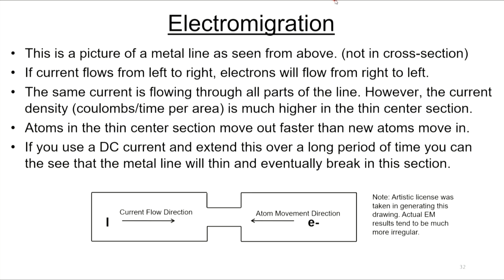So this picture down below here is a metal line seen from above. If the current flows left to right, electrons are flowing right to left. And the same current is flowing through all parts of this line. However, the current density is much higher in this thin center section here. So atoms in the center section are being pushed out faster than new atoms are moving in. And if you use a DC current and you extend this over a very long period of time, you can see that the metal line is going to thin and eventually break in this section.